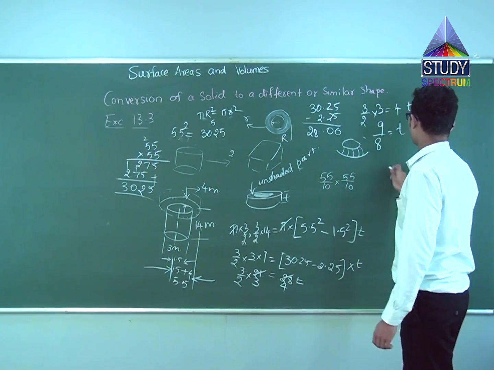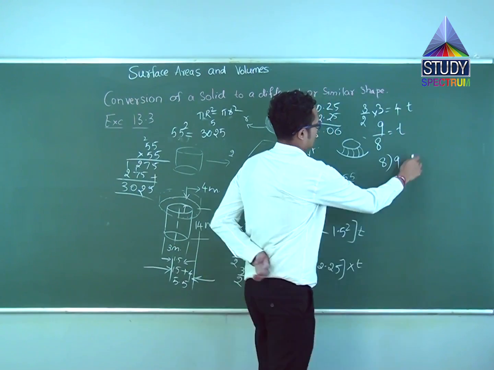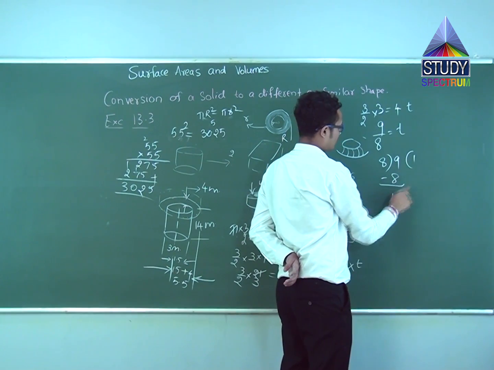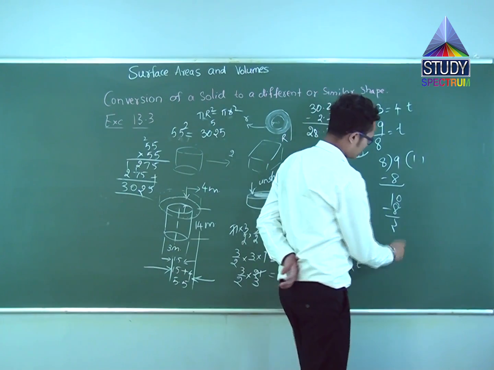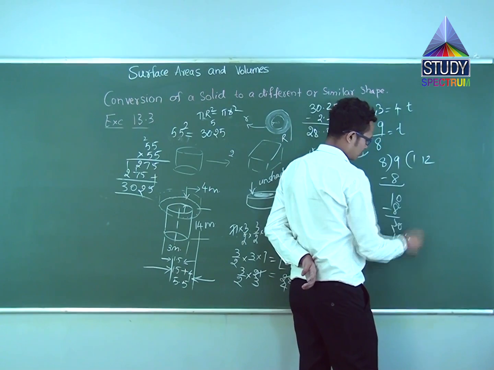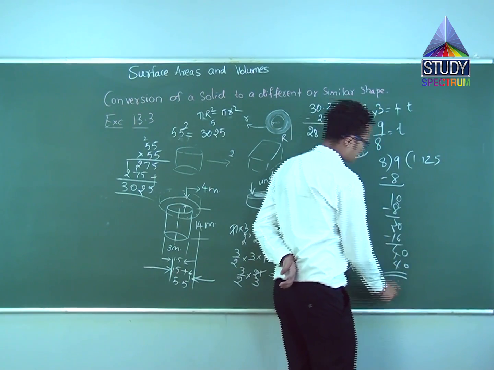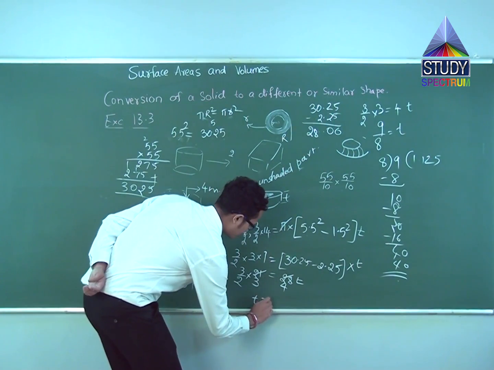Let's divide 9 by 8. 8 times 1 is 8. Remainder is 1. Then 10, 8 times 1, remainder 2. 20, 8 times 2 is 16, 4 is the remainder. 40, 8 times 5 is 40. So thickness is 1.125 meters.